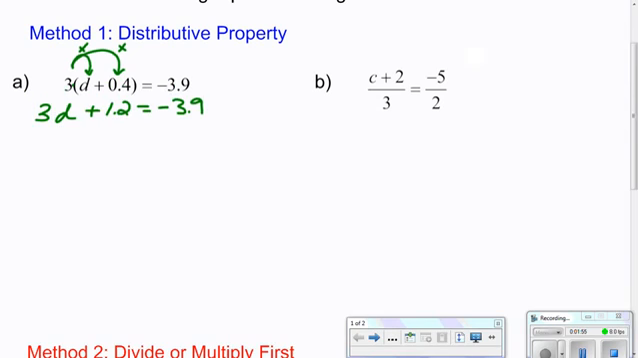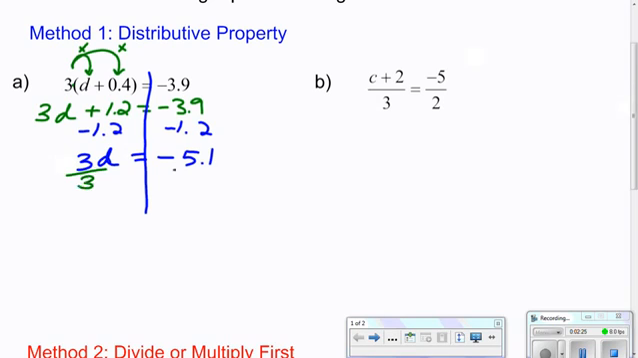Okay, so then carrying on with solving, working backwards through BEDMAS, I'm going to minus 1.2 from both sides. Whatever I do on one side, I'm going to do the same on the other. So we end up with 3d equals negative 5.1. This is like you owe me and then you owe me again, or it dropped 3.9 and then it dropped another 1.2, so it's going to become more negative. And then to undo times by 3, we're going to divide both sides by 3. And we get d is equal to negative 1.7.